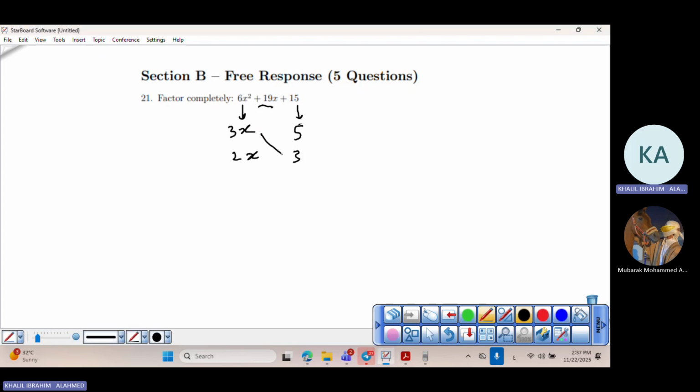Why? Because 3x times 3 is 9x, and 2x times 5 is 10x. If we add them together we get 19x, the middle term. We can write this factorized as (3x plus 5) times (2x plus 3). This is the answer. But how to find this using the calculator? I will show you. You can use mode 5, 3.